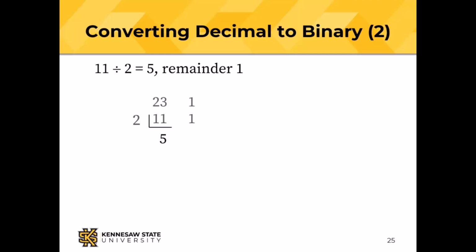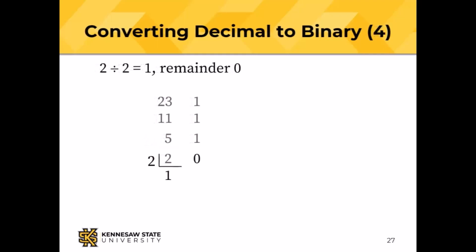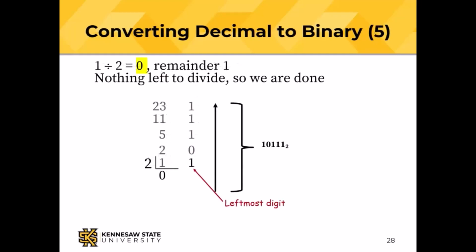23 divided by 2 is 11 with a remainder of 1. 11 divided by 2 is 5 with another remainder of 1. 5 divided by 2 is 2 with a remainder of 1. 2 divided by 2 is 1, and there's no remainder. This is 0. 1 divided by 2 is 0 with a remainder of 1. And the quotient of 0 says the algorithm terminates. When we get a quotient of 0, the algorithm terminates. You read that from the bottom to the top, 1, 0, 1, 1, 1, which is our old friend 23 base 10.